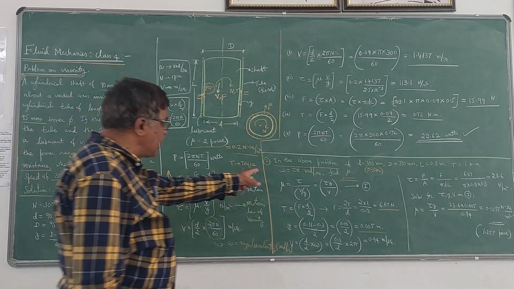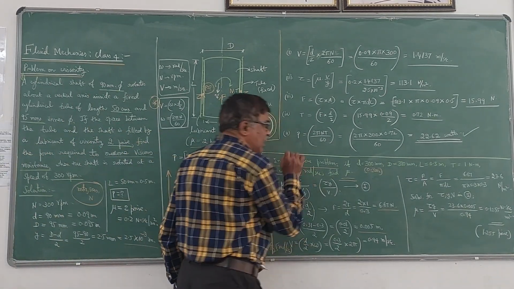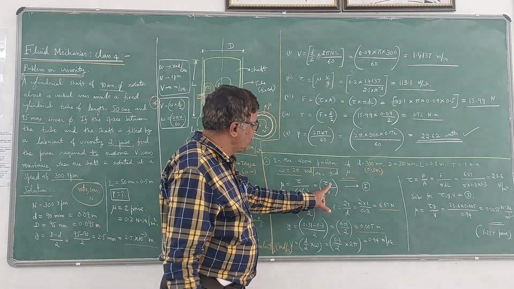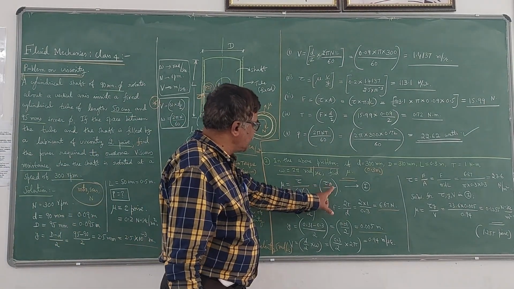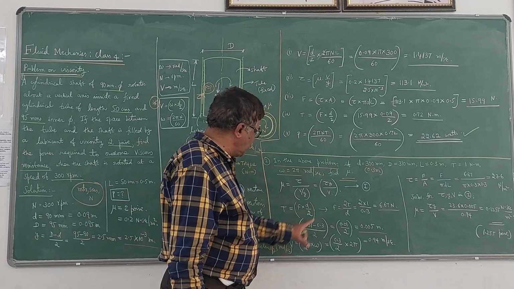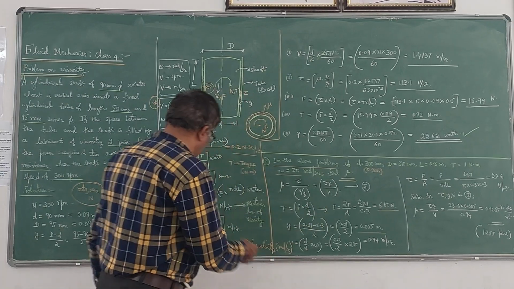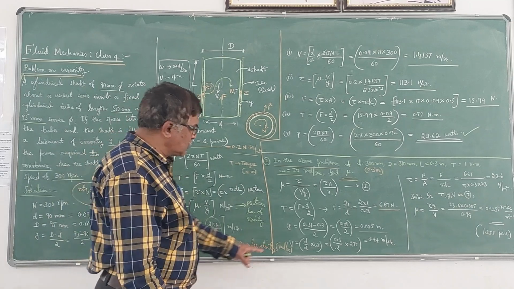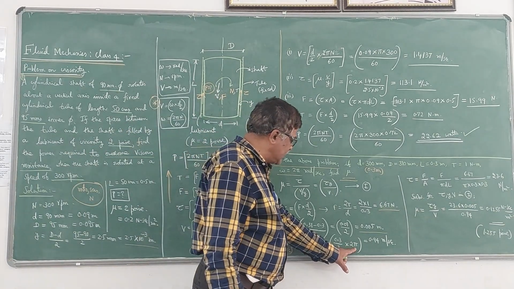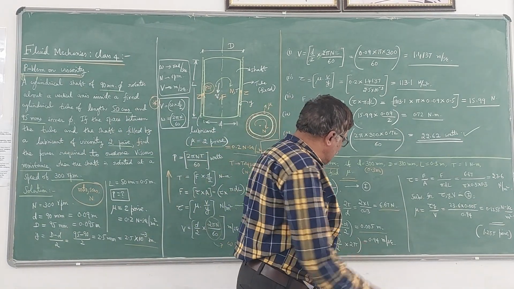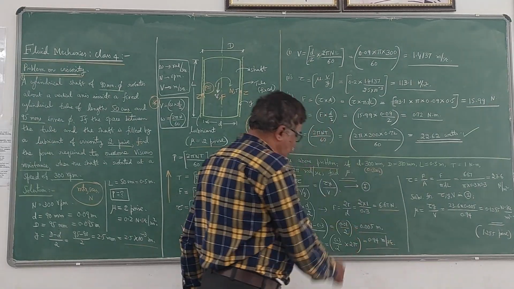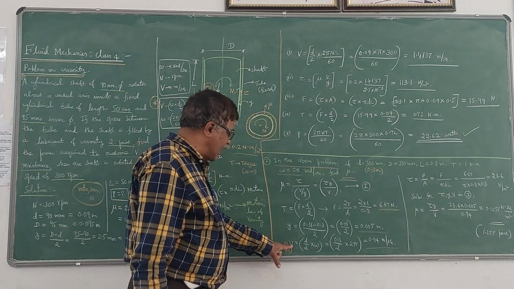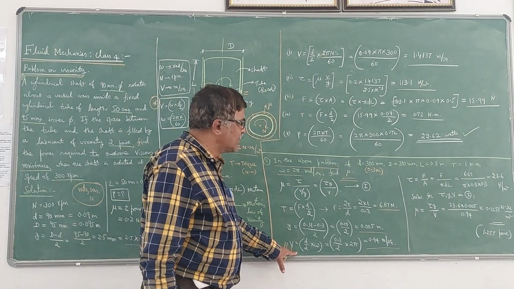Then since omega is given, that should be converted to V. So y is known, F is known. Now V we have to find out. V is given by this formula: d by 2 into omega, where 2 pi by 60 times N is omega. So d by 2 into 2 pi in radians per second, you will get 0.94. Here pi is of course 22 by 7. So 0.94 meter per second is the tangential velocity of that shaft.